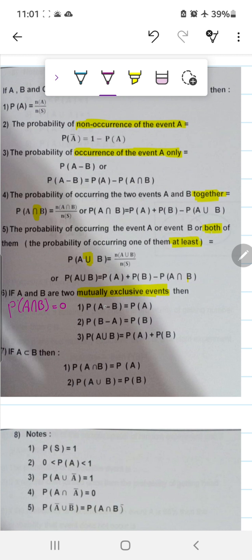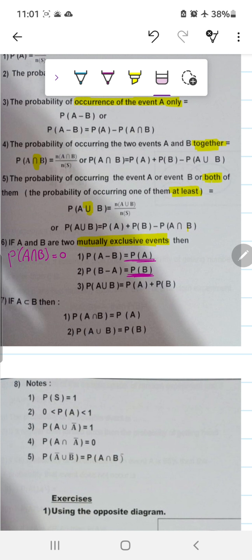Equals 0. So here A minus B equals what? Equals probability of A minus 0, which is probability of A. Probability of B minus A, probability of B minus the intersection, it will be probability of B. Probability of A union B equals probability of A plus B minus the intersection. Here the intersection is 0, so it will be A plus B only.